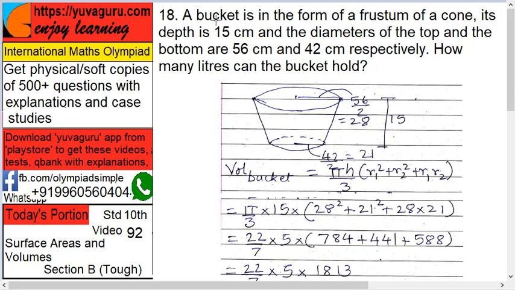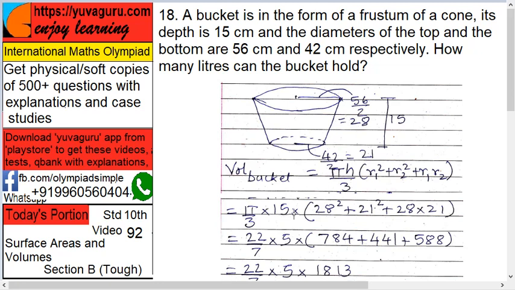Frustum means what? A bucket which we normally use in our house, where the lower base is smaller and the upper base is bigger. That is a frustum. Okay. So the volume of this frustum is very important. Pi upon 3 into h into, now this is important, r1 square plus r2 square plus r1 r2. This you have to remember at any cost. There is no other option.